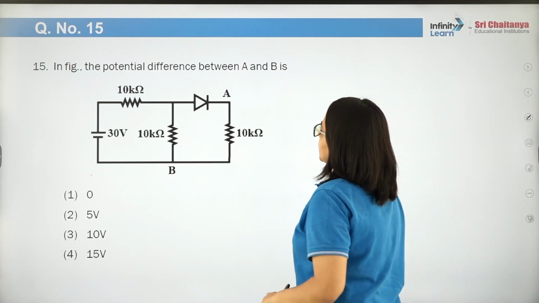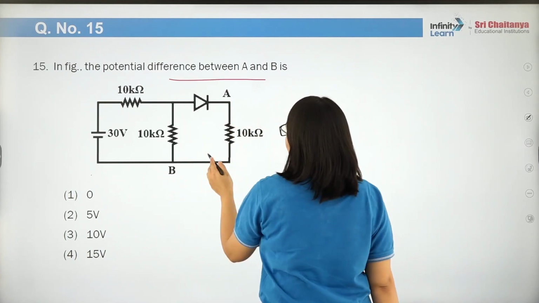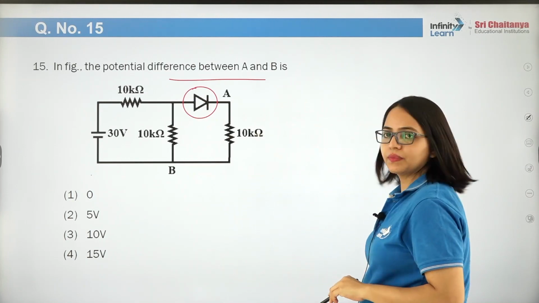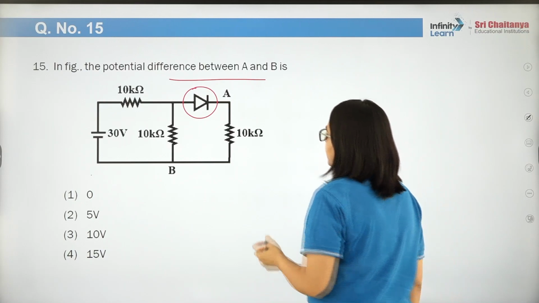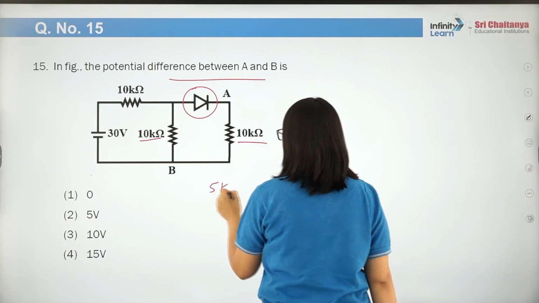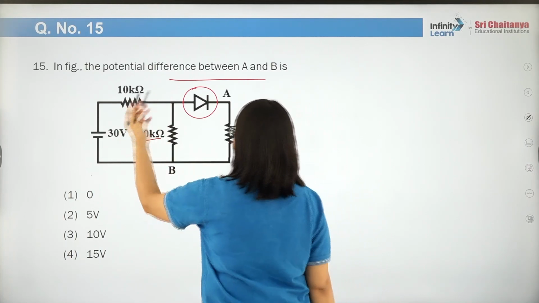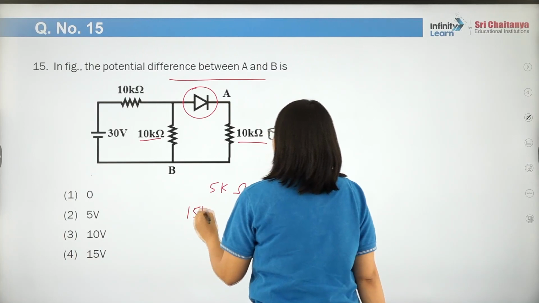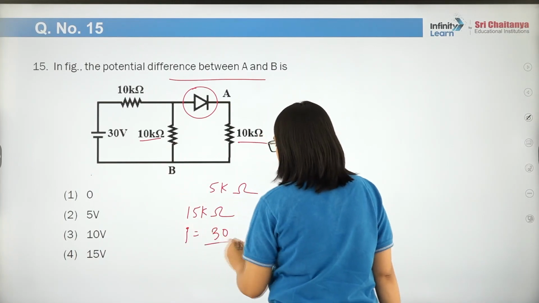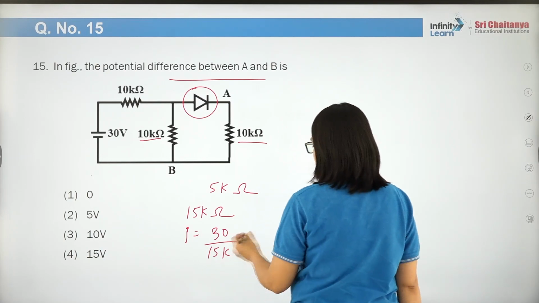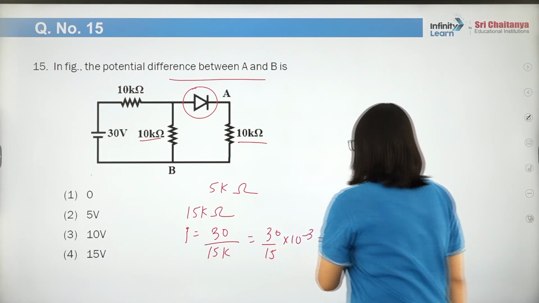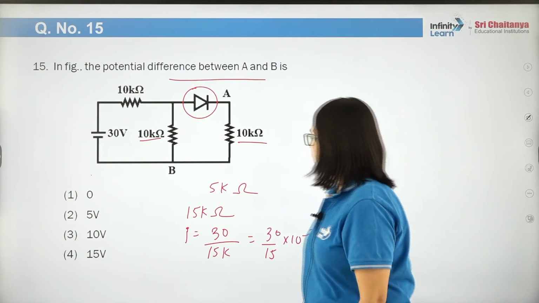Next is question number 15, the potential difference between A and B. So this diode is forward biased, right? So it will offer 0 resistance. So effective resistance of 10 kilo ohm and 10 kilo ohm in parallel will be 5 kilo ohm, right? So effective resistance will be 10 plus 5, 15 kilo ohm. Now the current through this circuit will be V upon 15 kilo, which is 30 upon 15 into 10 power minus 3, which is 2 milliampere, right? This will be the current.